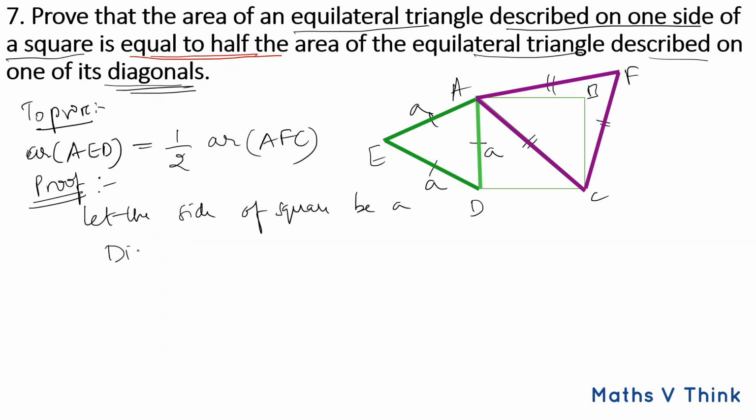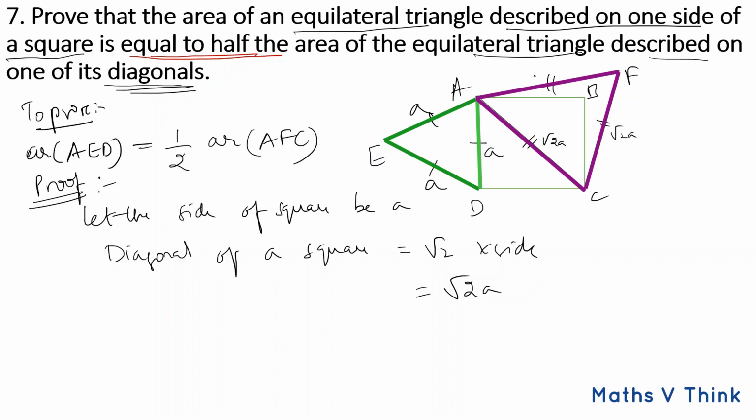And we know the formula of a diagonal of a square is equal to root 2 into side. So here our side is A, so root 2A. This is root 2A, so this will also be root 2A. This will also be root 2A.